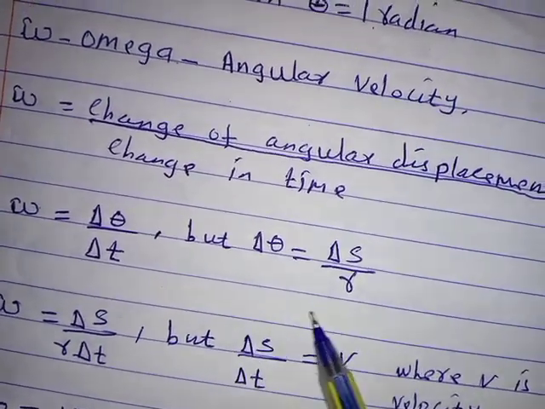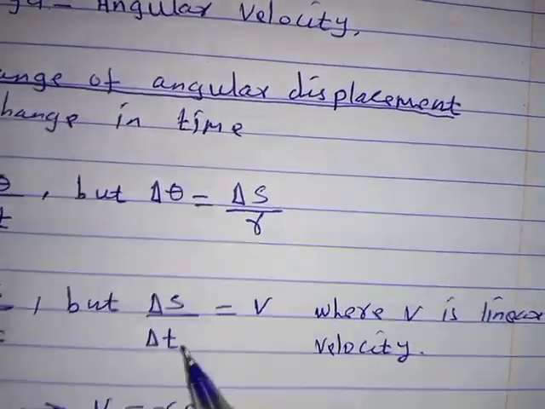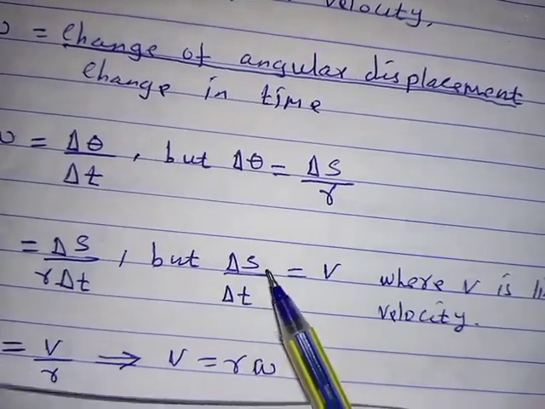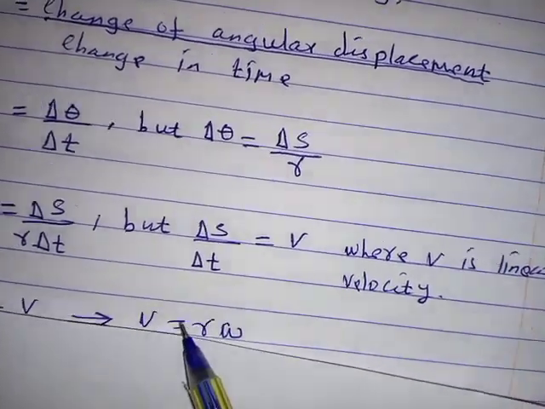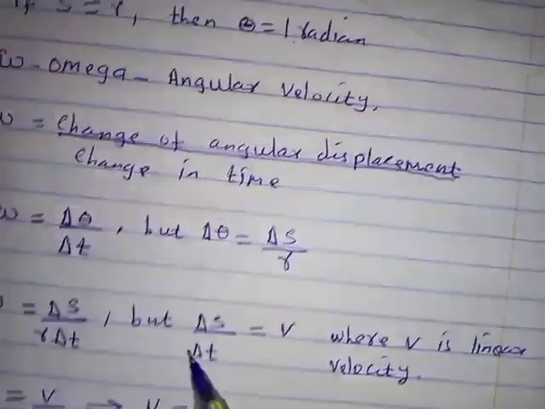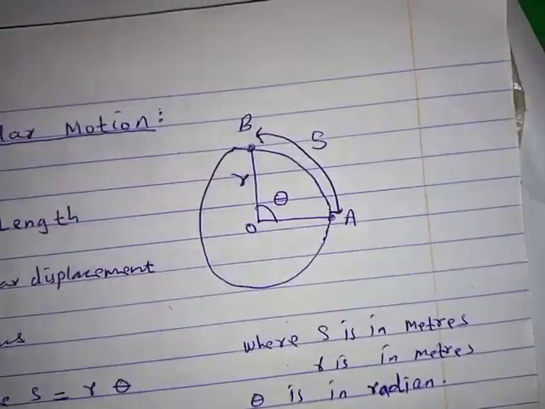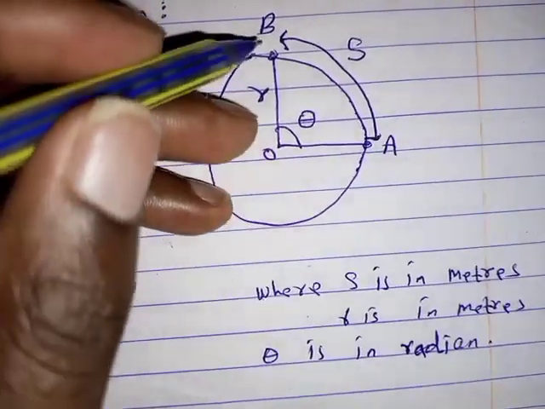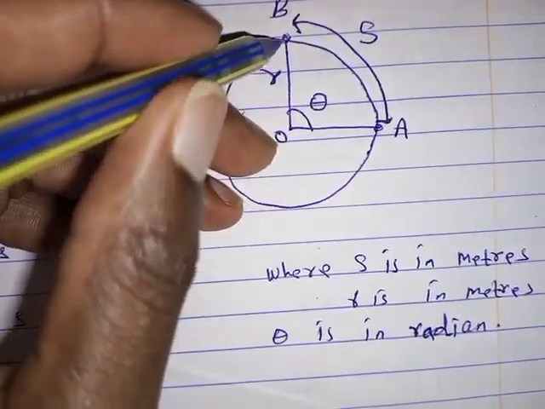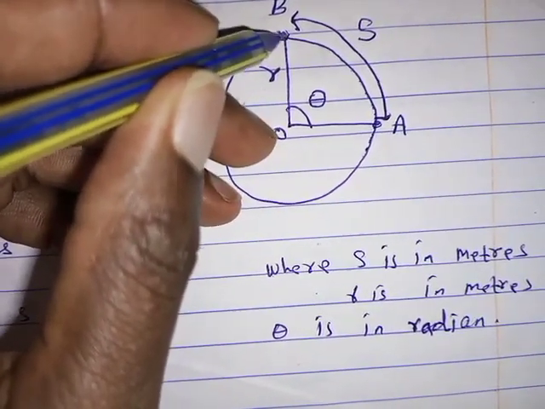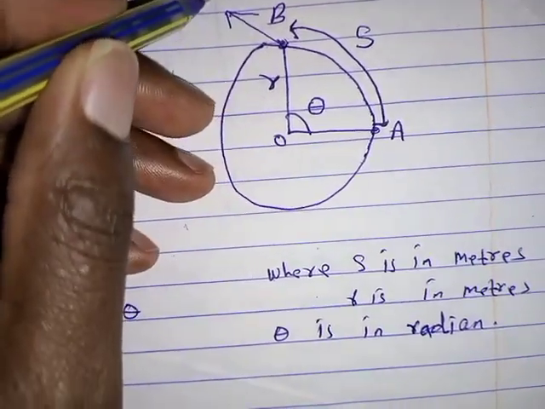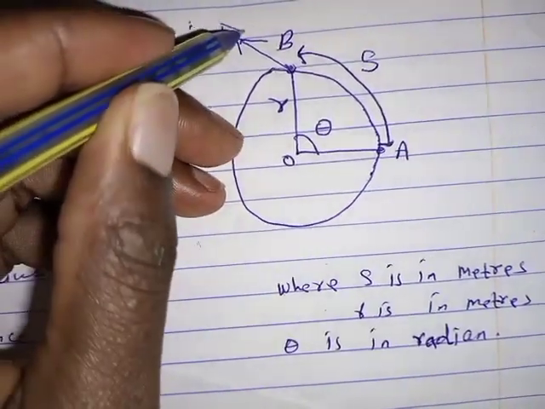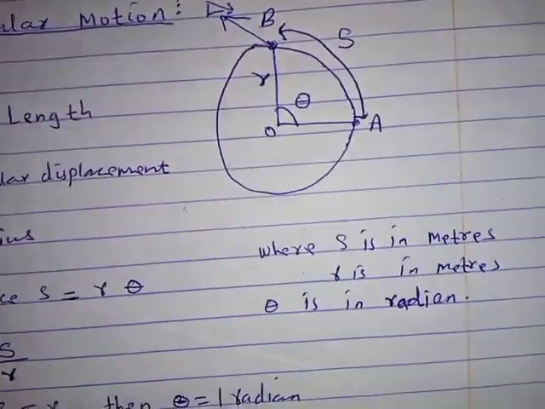But linear velocity is given by change in displacement divided by time. So v here is the linear velocity. As the body moves in a circular path, it will experience a linear velocity which is tangent at any given point. It will have a linear velocity v.